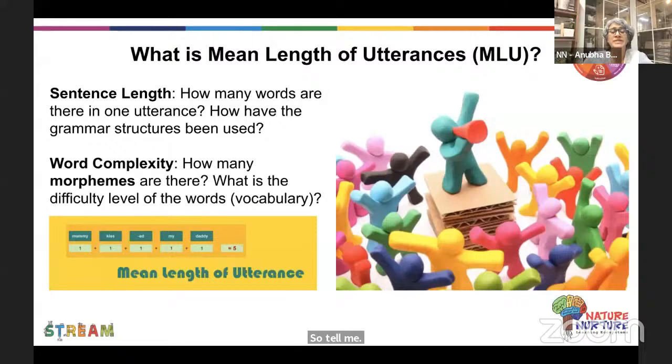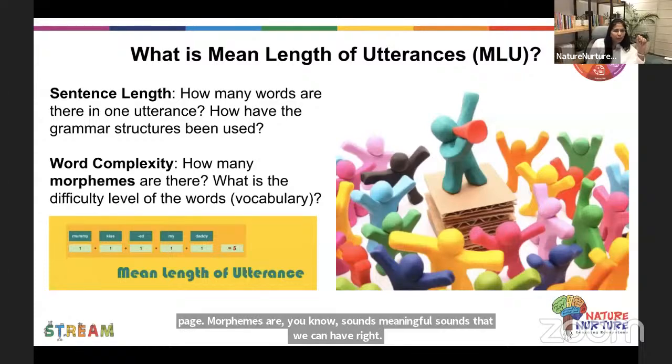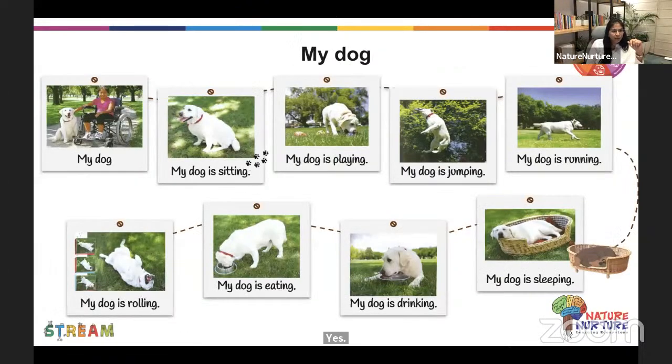So, ma'am, morphemes, I just want to say it so that everybody's on the same page. Morphemes are meaningful sounds that we can have, right? Yes. Right. So can we move ahead? We'll quickly have further insight.